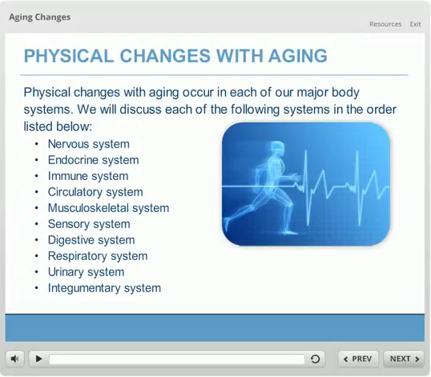Physical changes with aging. Physical changes with aging occur in each of our major body systems. We will discuss each of the following systems in the order listed below: nervous system, endocrine system, immune system, circulatory system, musculoskeletal system, sensory system, digestive system, respiratory system, urinary system, and integumentary system.